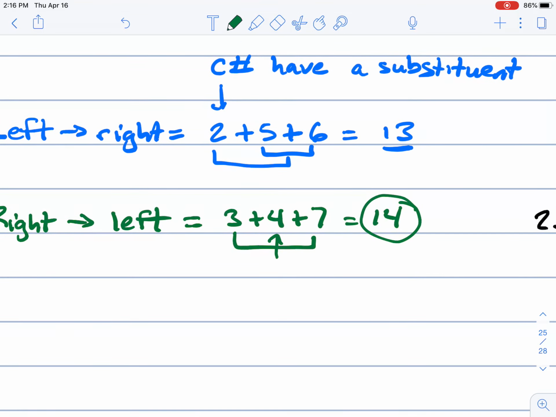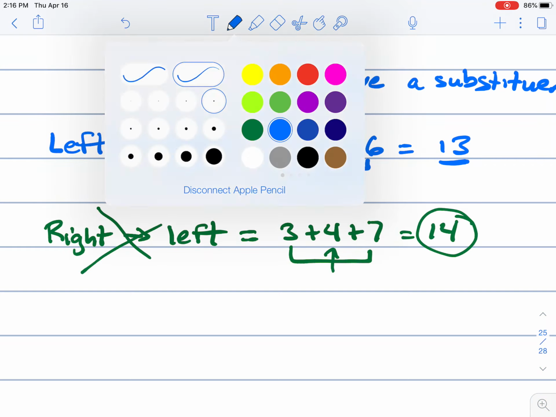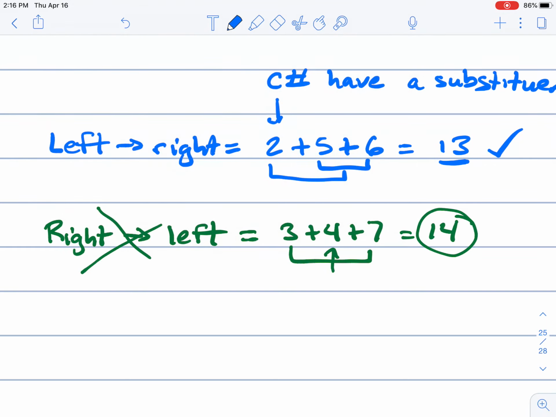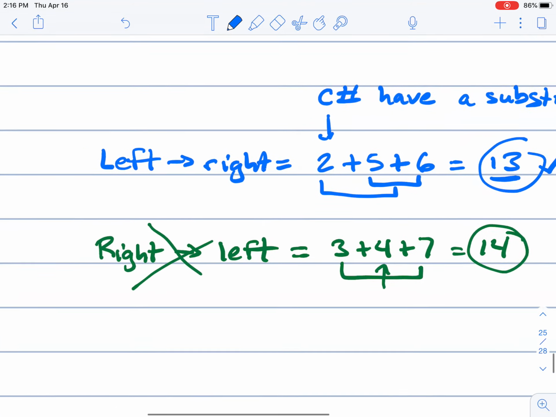So it looks like if I number my carbons from right to left, I get a higher value for my substituent. Therefore, I don't want to number my carbons right to left. I'm going to number it left to right. This is smaller, and you're always aiming for the smaller value.